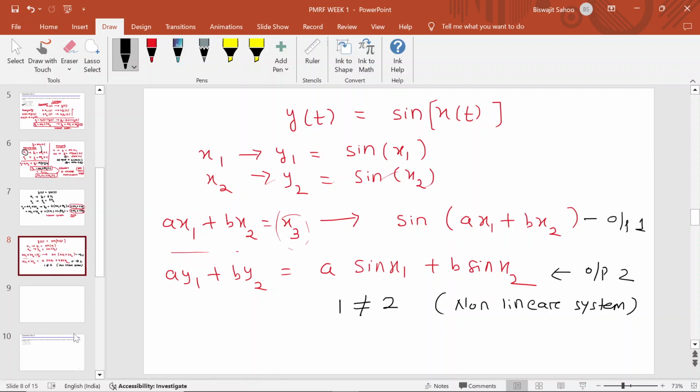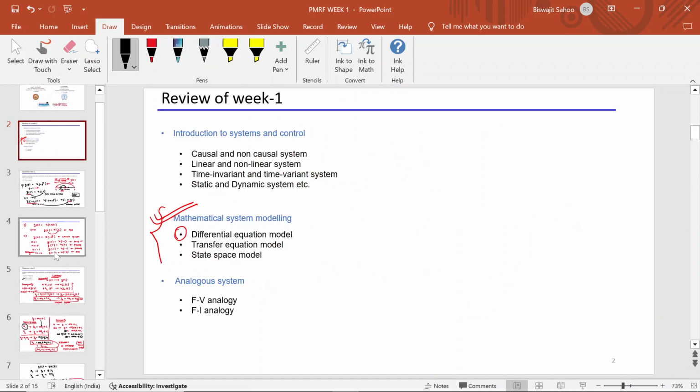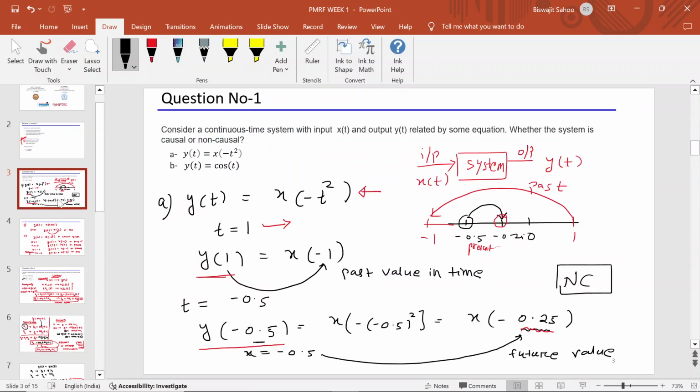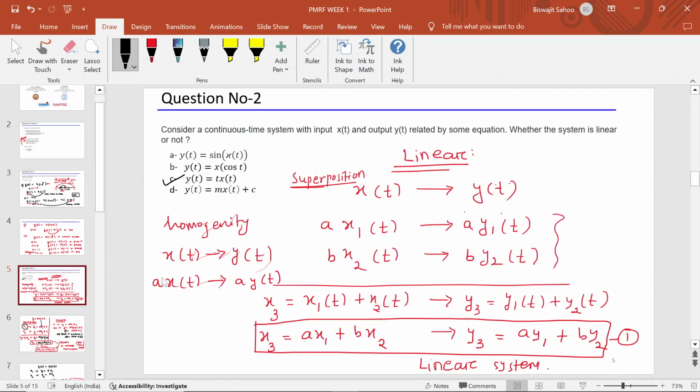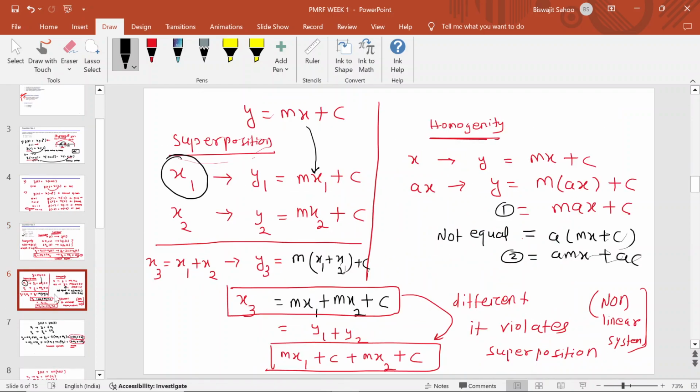Okay, so I think question number 1 is over. Similarly, you can verify by yourself the case of x of cos t. The same approach you have to follow.